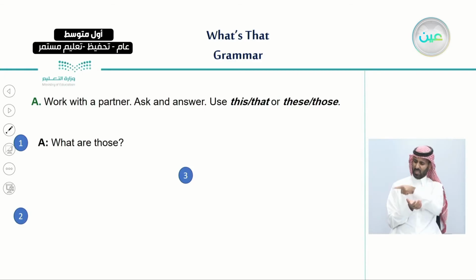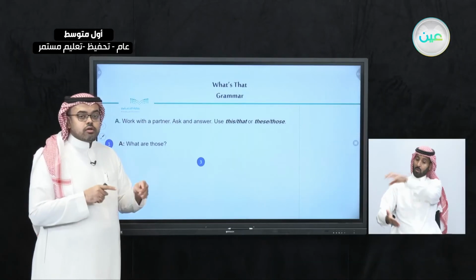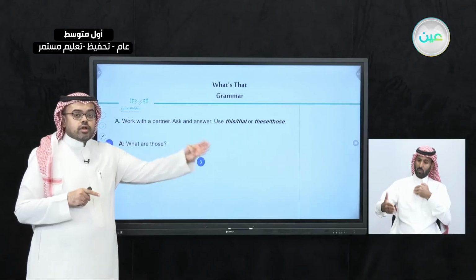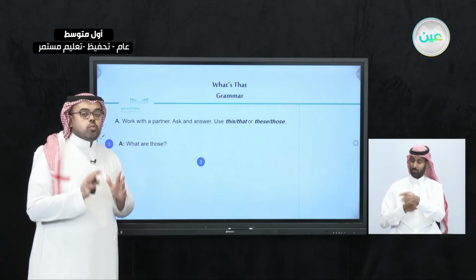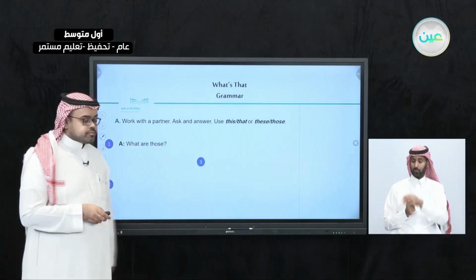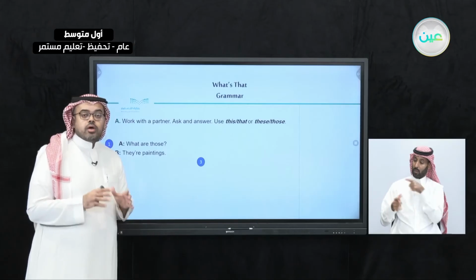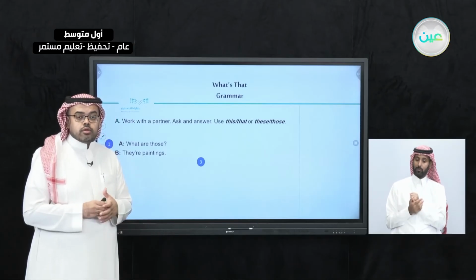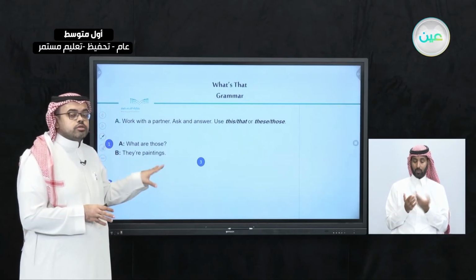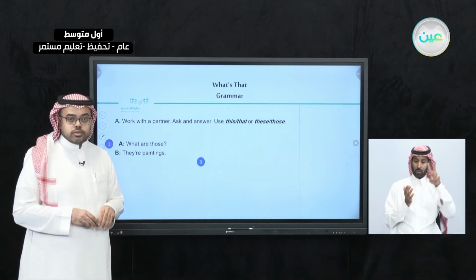What are those? Because we're talking about objects that are not near. They are very far. So this is why we used those. What are those? And the answer would be, as we can see, they are paintings. They are paintings. So this is regarding picture number 1 on your books on page 20.